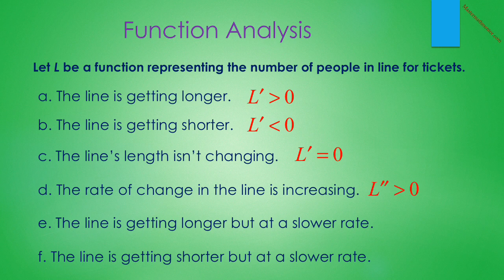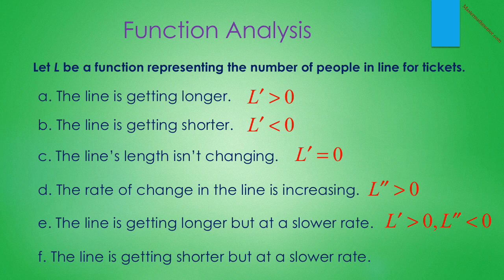D reads that the rate of change in the line is increasing. Let's go back to A, which stated that the line is getting longer. If L prime equals 2, that might mean that every minute 2 more people join the line. Then, perhaps in the next minute, 3 more people join the line. And then the next minute, 4 more people join the line, etc. That means that L prime is increasing, meaning that L double prime is positive.